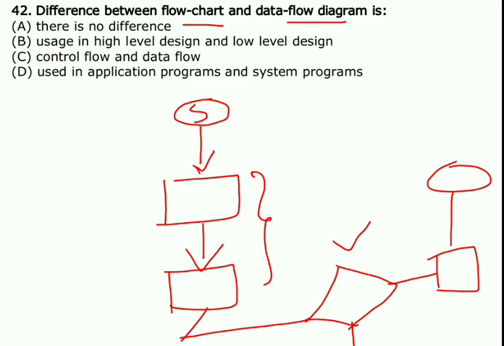Whereas the data flow diagram focuses on the data flow. It represents how the data moves through a system and how it is processed at various stages. It includes data sources, processes, data stores, and data destinations. So it's used in system design to model data processing and flow, whereas the flowchart is used for designing algorithms. So here option C is the correct one. So control flow and the data flow.